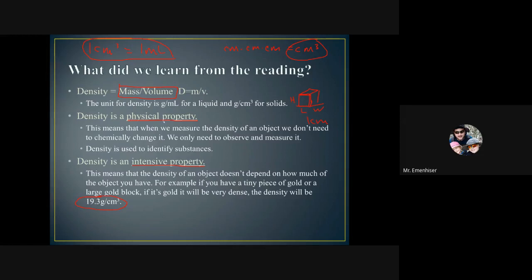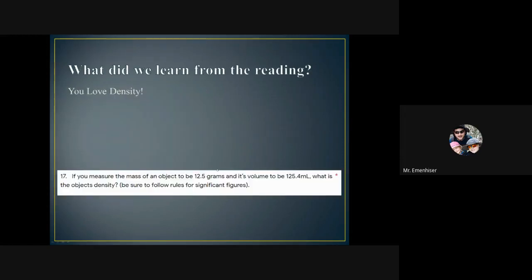Okay, so here are some answers from the assignment. What did we learn from the reading?